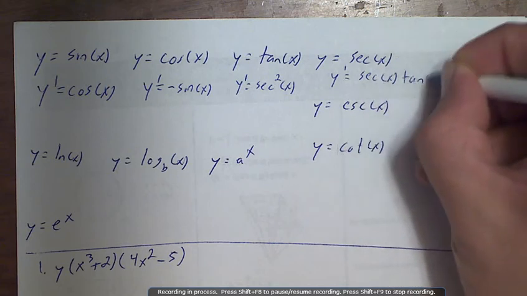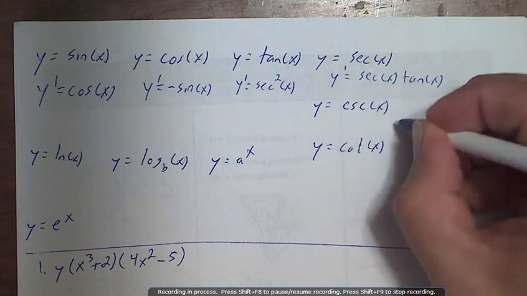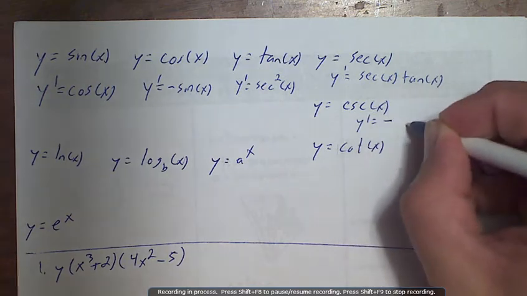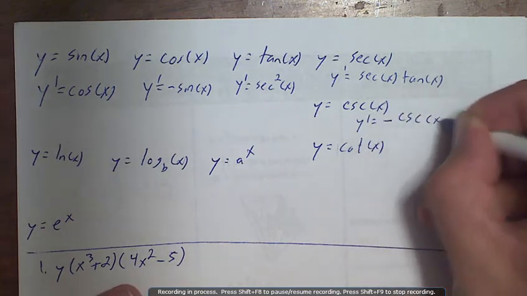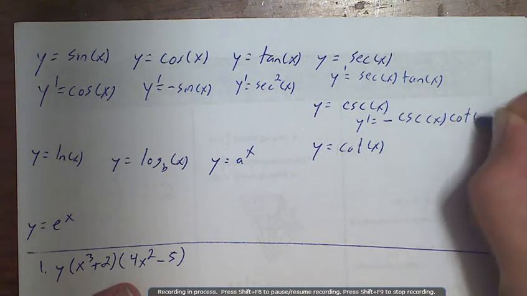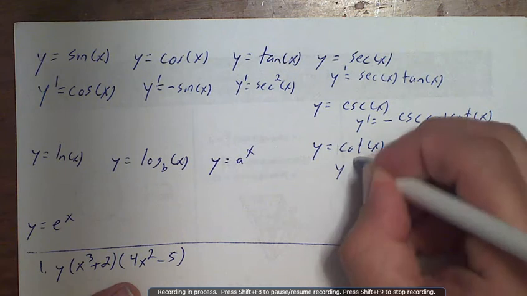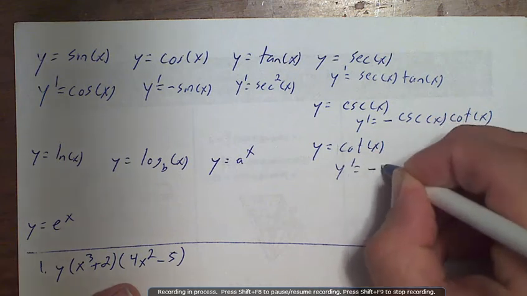The derivative of cosecant x is negative cosecant times cotangent of x. And the derivative of cotangent of x is going to be negative cosecant squared of x.